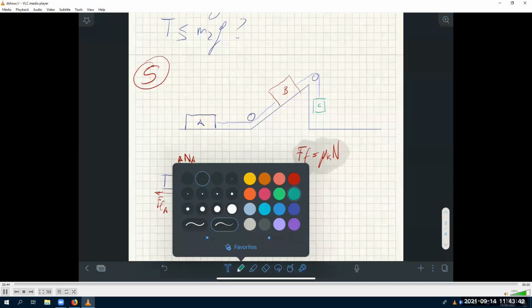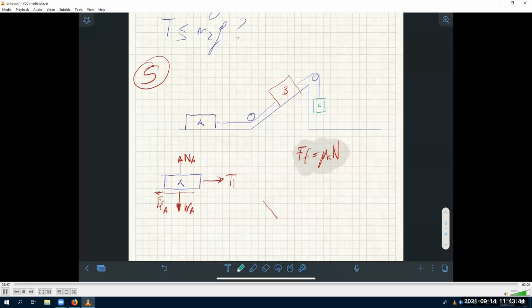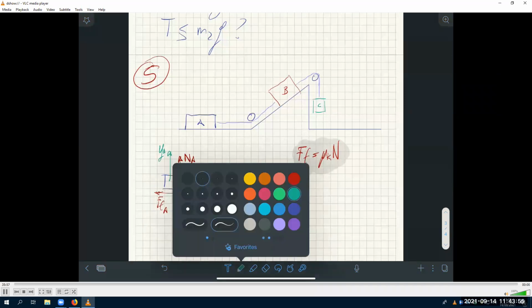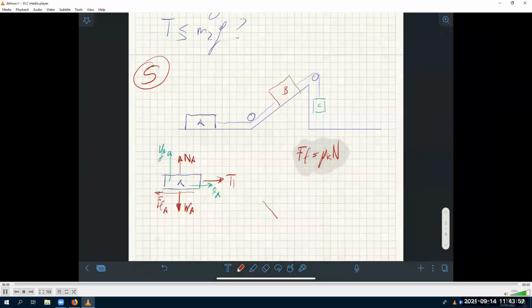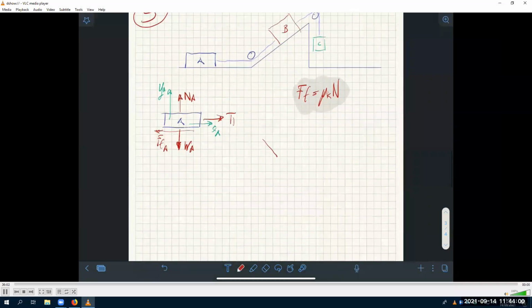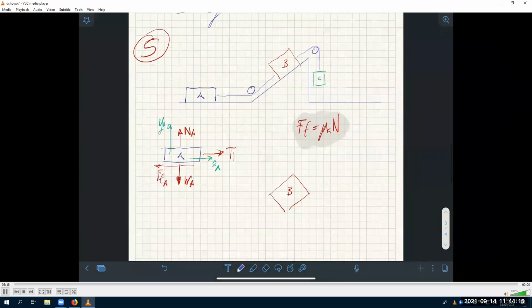The coordinate system. Let's call this YA, and let's call this XA. So for B, which looks like this, how many forces are acting on B? 5. Can you enumerate them for me, please?